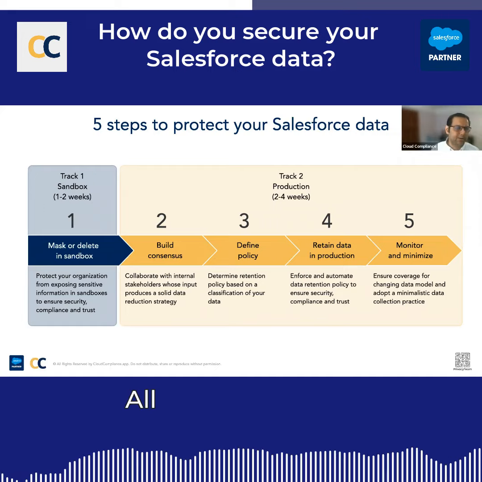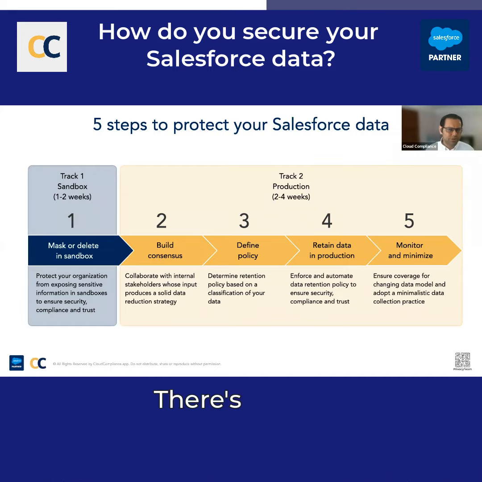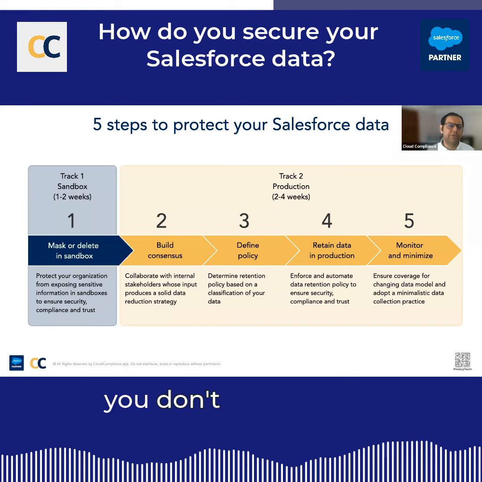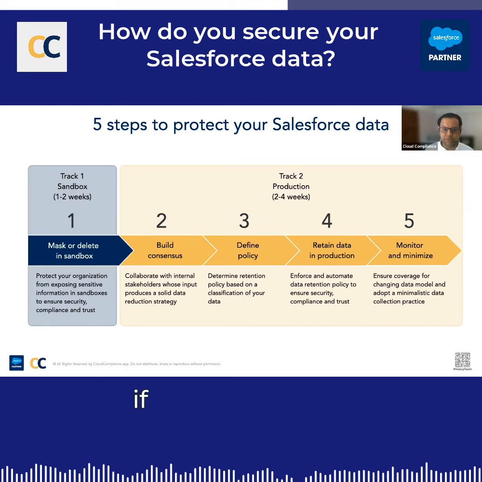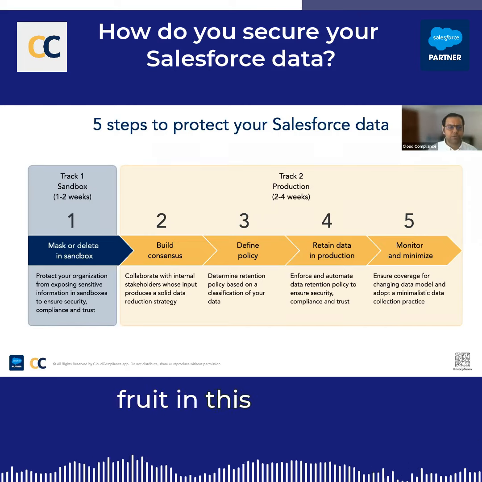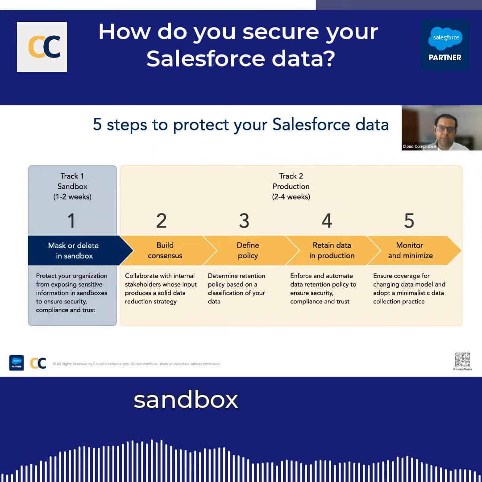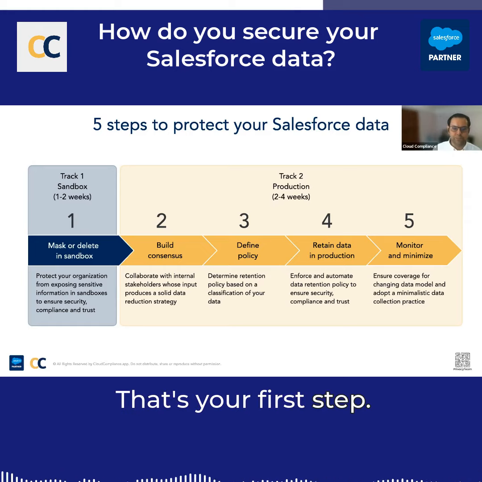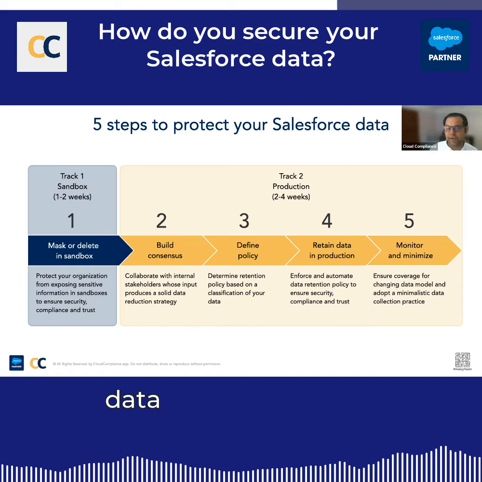How do you sell it? All the competitive information, your pricing, your quoting, your orders. There's a lot of information there that you don't want people to have access to as is if you can avoid it. And that's the first thing you can do. The lowest hanging fruit in this equation is sandbox masking. You want to have sandbox masking and deletion. That's your first step.